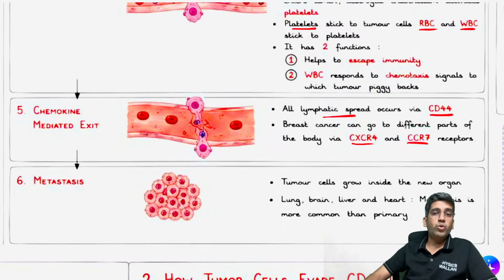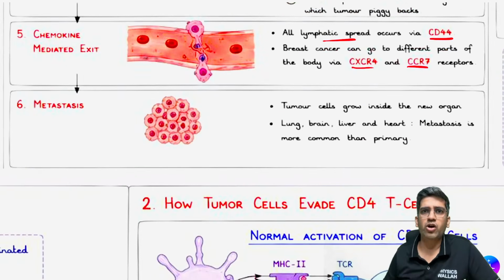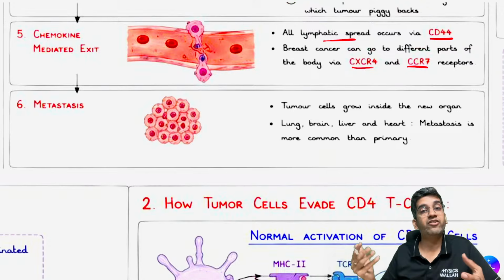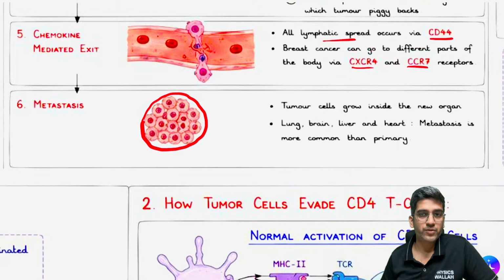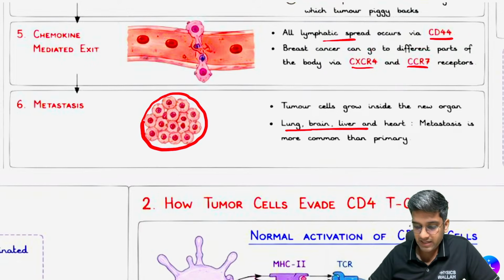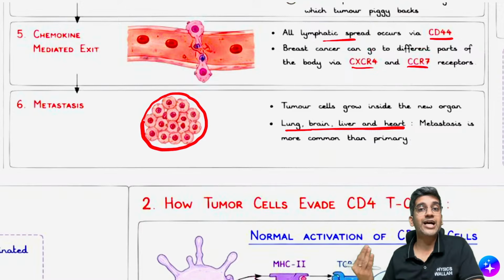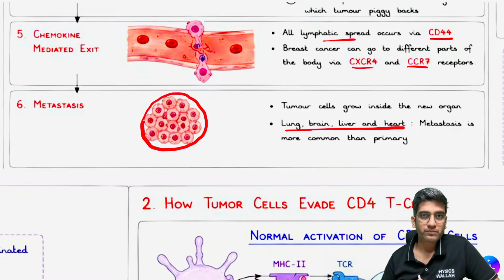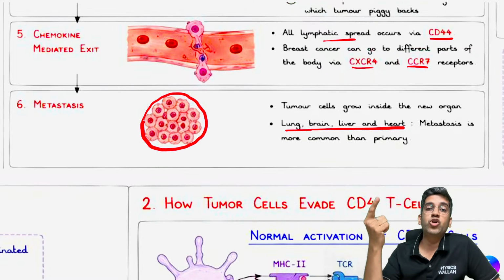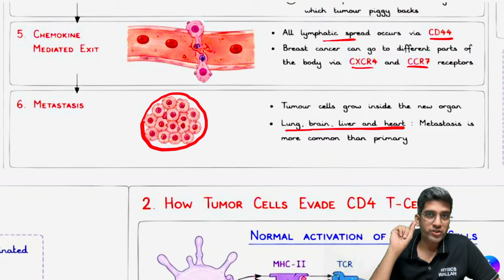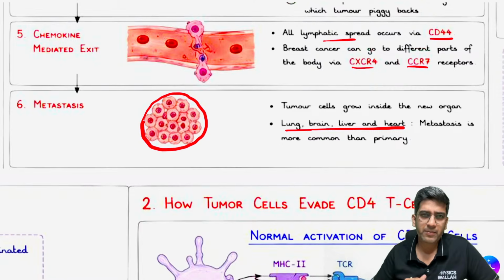The moment they go out into a new organ, like a lung or like a lymph node, they'll start developing there in a very specific manner. They'll form a cluster. That's the metastatic deposit. In lung, brain, liver, heart, mets are more common than primary. Which means whenever you see a lung cancer, the first thought should be metastasis, not primary, because they are much more common than primary in these few organs. Fine. Other organs I'll think of primary by default, right?